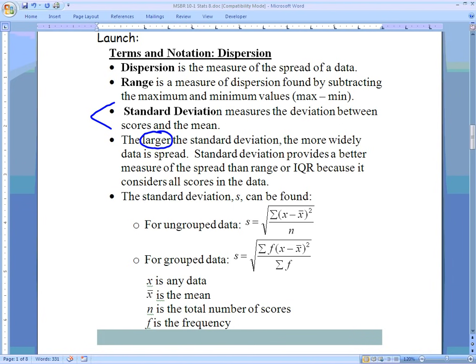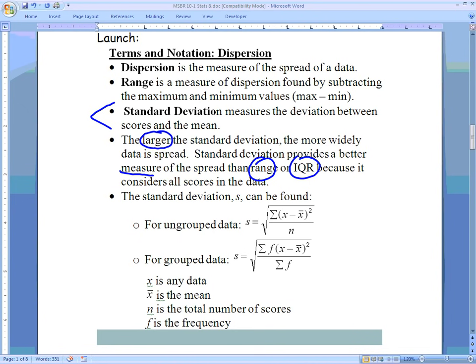Standard deviation provides a better measure of the spread of the data than range or IQR because it considers all scores in the data. It's not just looking at the highest and the lowest, or the upper and lower quartiles. It's looking at every single piece of data. But because of that, it's a little bit more involved.